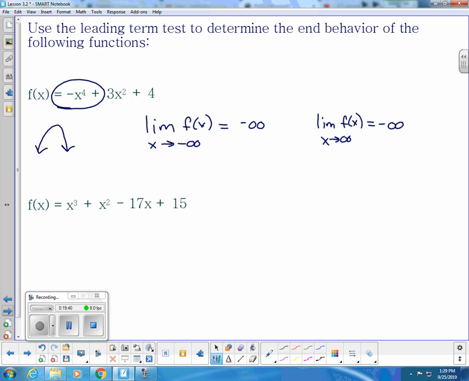Okay? So all this other stuff, the 3x squared plus 4, that's just the stuff in the middle that we don't care about. The ups and downs that the graph's going to go in the middle. And right now, we're only talking about the ends.